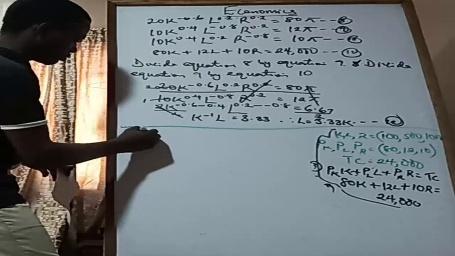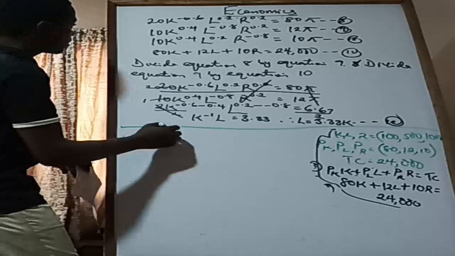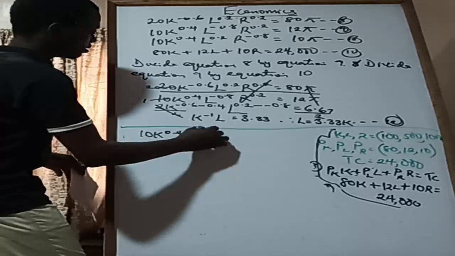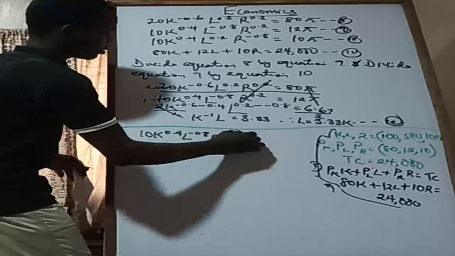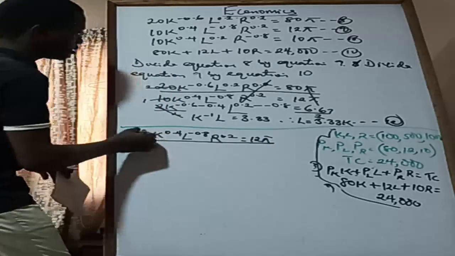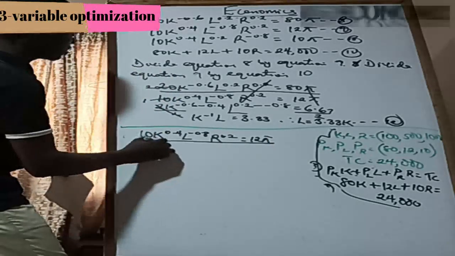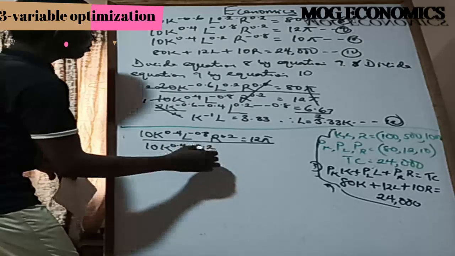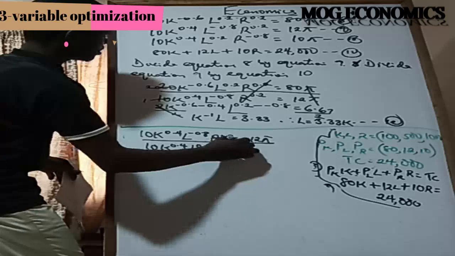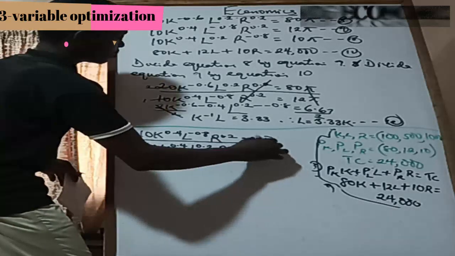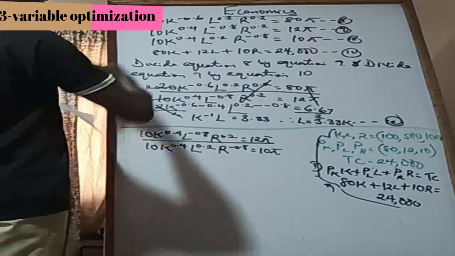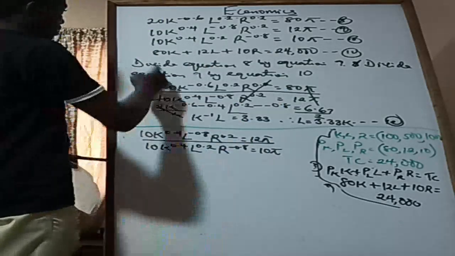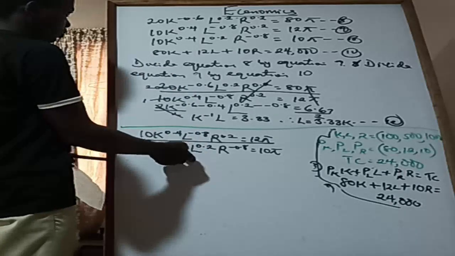Alright, I divide equation 9 by equation 10. So I have 10k^0.4 L^-0.8 R^0.2 equals 12 lambda, to be divided by 10k^0.4 L^0.2 R^-0.8 equals 10 lambda. So let me be sure what I've written: 10k^0.4 L^-0.8 R^0.2 equals 12 lambda, and 10k^0.4 L^0.2 R^-0.8 equals 10 lambda.